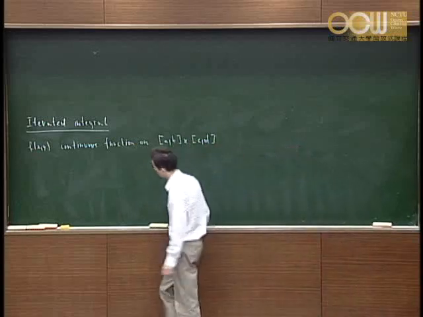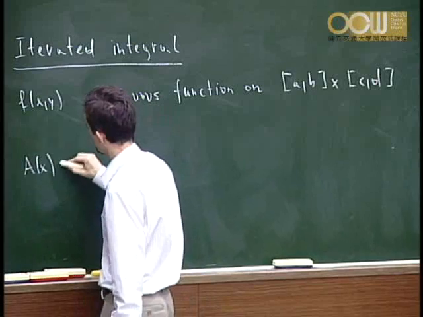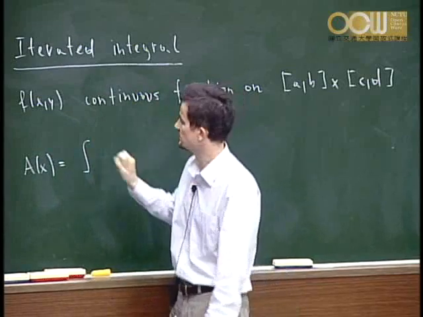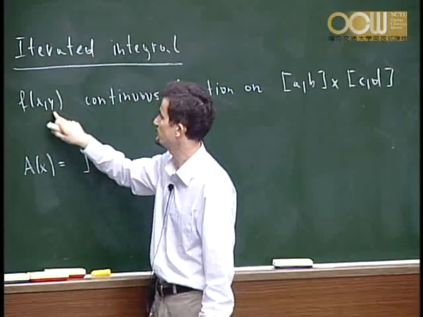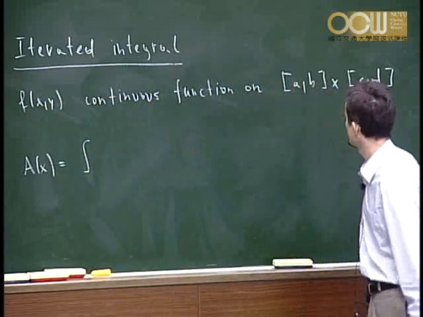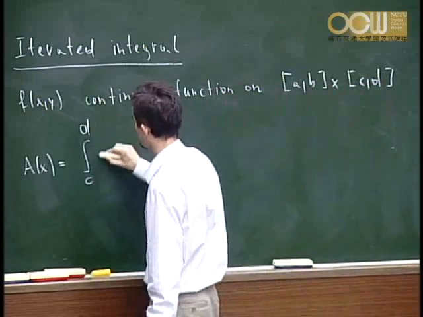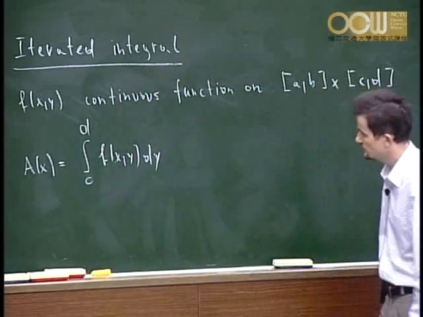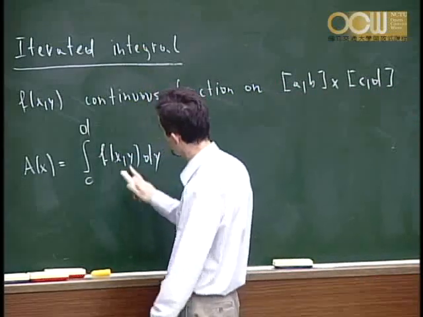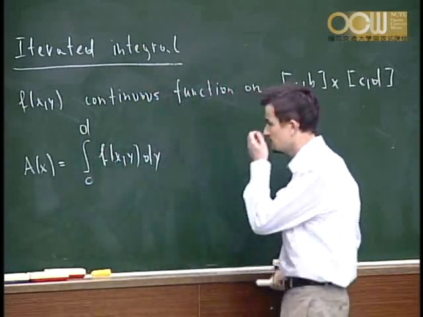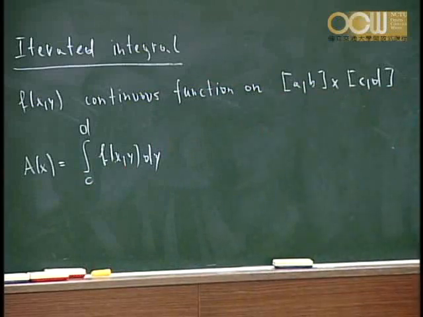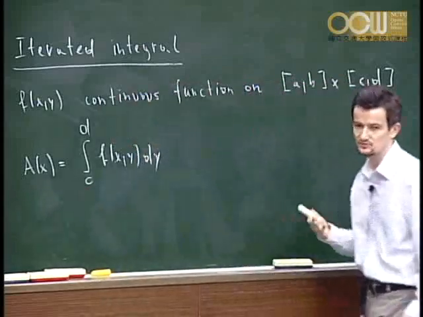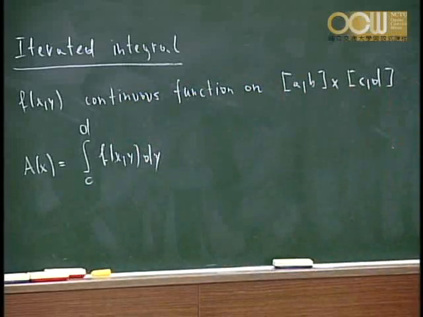Now what we can do is define a function which we call A of x, where we compute the integral from c to d of f of x, y dy. Because this function is continuous, if you fix x, it will be continuous as a function of y. So the integral which we defined last semester will exist. And because this is now a function of x, it can be proved to be continuous if f is continuous. It's something you could guess, but it still necessitates a proof.